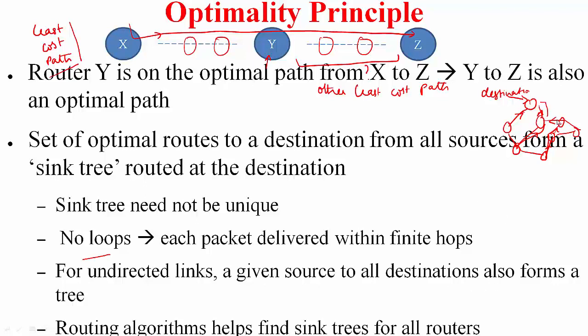So with this tree, you're trying to find out the shortest path from different sources to this particular destination. But if you flip it where this becomes the source and you're trying to find out what is the shortest path to all these other nodes, because the graph is undirected, the same tree will work. So the goal of the routing algorithms is to help find such sink trees for all the routers. So I hope this makes it clear as to what we are trying to achieve as part of the routing algorithms.